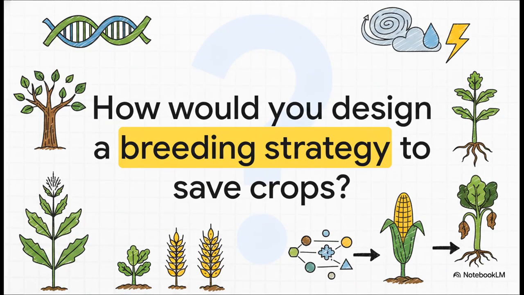Which brings us to a final, pretty urgent question to ponder. Knowing what we now know about the rules of inheritance, independent assortment, and those crazy environmental wildcards, given that climate change is rapidly creating new, unpredictable environmental stresses, how would you design a modern breeding strategy today to save our agricultural future? How are you going to apply the cellular mechanisms we've explored to solve the massive global challenges of tomorrow? Think on that. Thank you so much for joining this explainer.